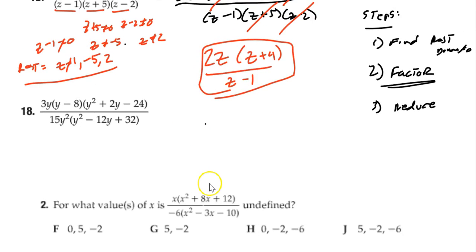So in this one, remember that we start the same way. We had to find the restrictions. In this case, we have to factor at the bottom. So maybe I should put factor first. Factor first, actually. So let's factor the bottom here.